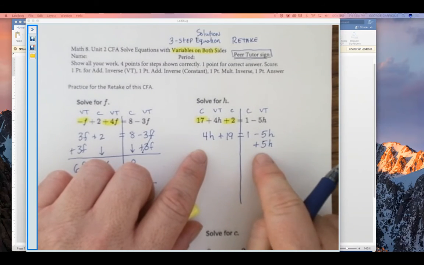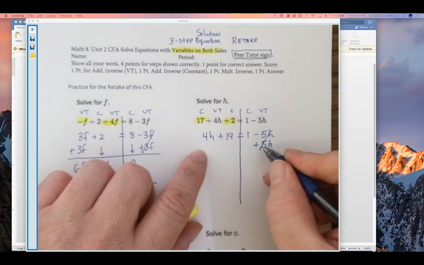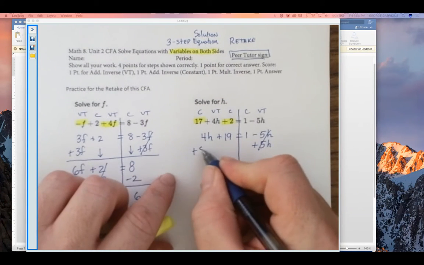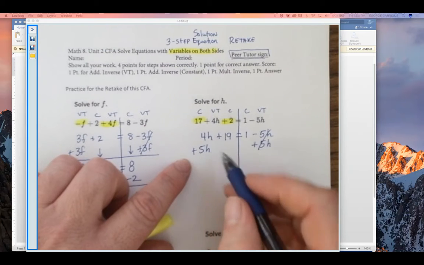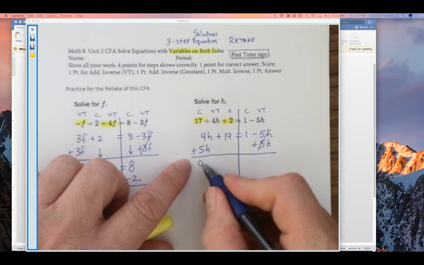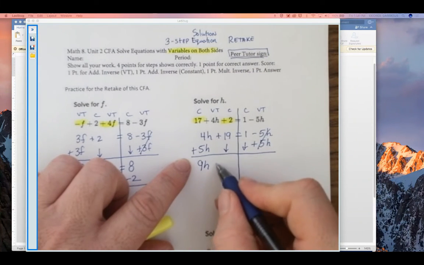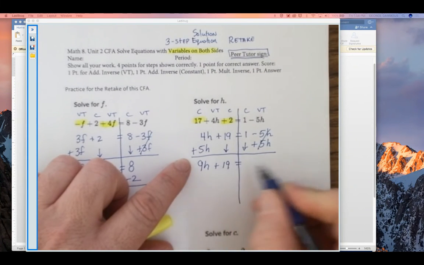Negative 5h plus 5h, that's 0. They have to be opposites to get to 0. Add 5h on the left, aligning to the like terms. 4h plus 5h is 9h. Bring down the things that are alike. Plus 19 equals 1.